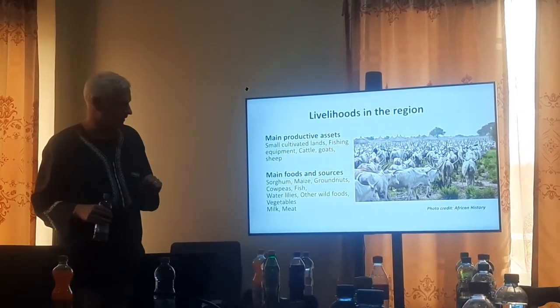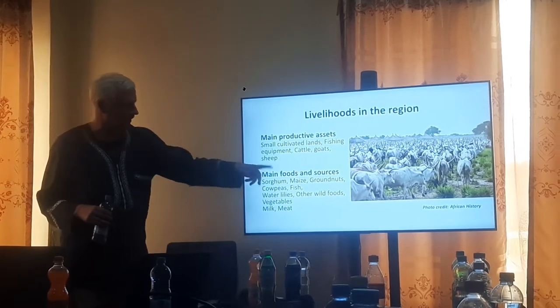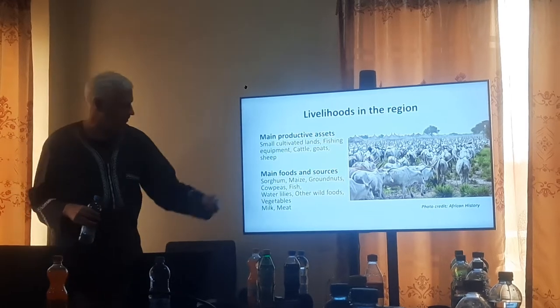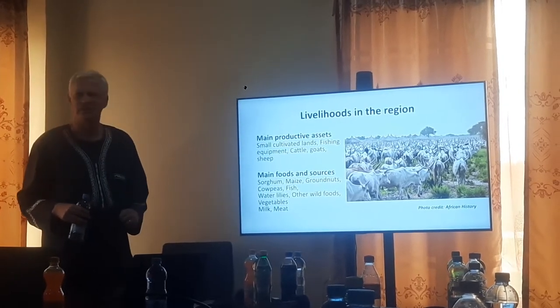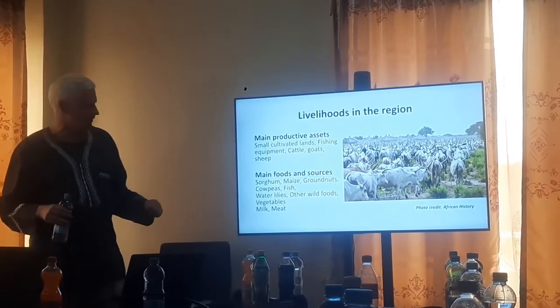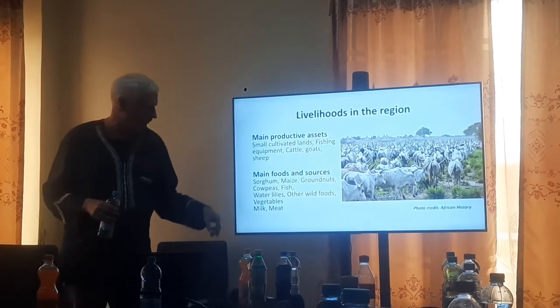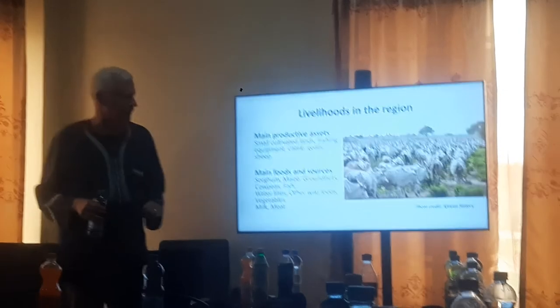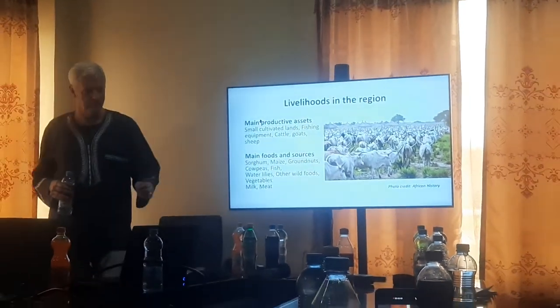What do these assets give us? From the land, we get sorghum, maize, groundnuts, cowpeas. If we have good fishing equipment, we can catch fish. I don't know about water lilies. I don't know what the importance of water lilies is in the equation. Other wild foods, and vegetables, milk, and meat. So these are the assets, these are the production. This is fundamental to the Sudd.